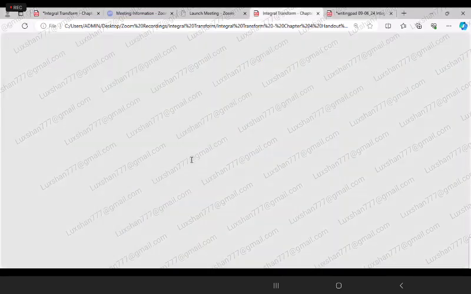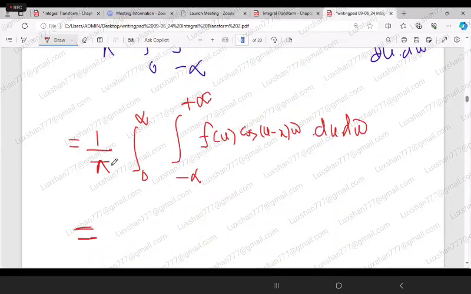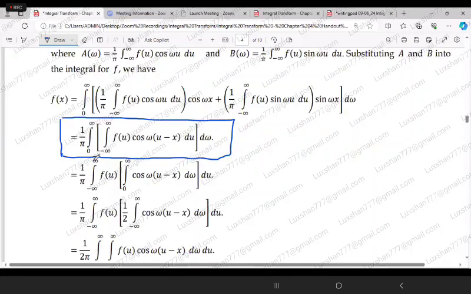So now we are here. Actually, here we have the same thing. Look at here. We have 1 over 5, 0 to infinity, minus infinity to plus infinity, f of u cos (u minus x) omega du d omega. The same thing we are having here. Now, what you can do is change the order of integration. The limit minus infinity to plus infinity is for u, isn't it? And 0 to infinity for omega.